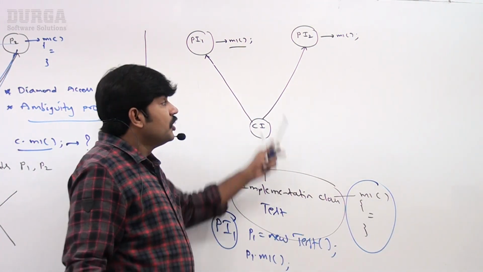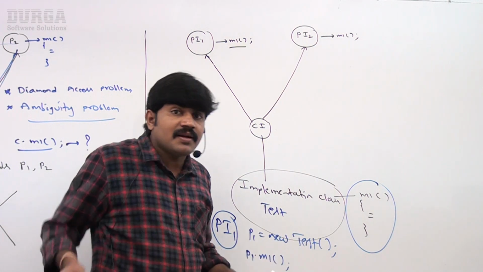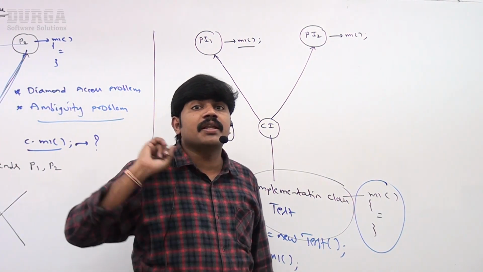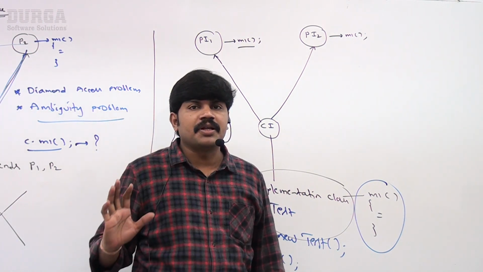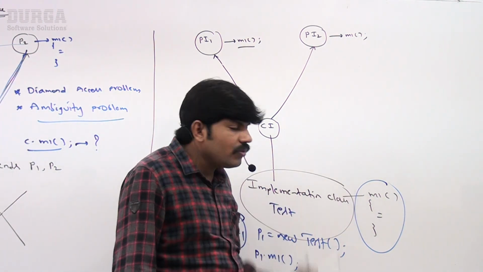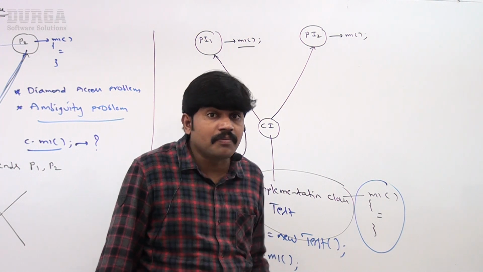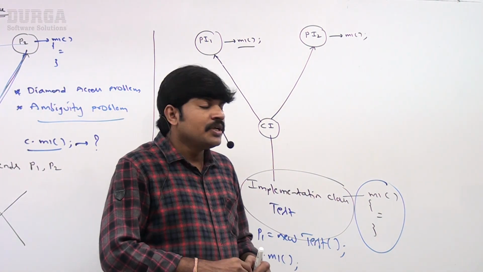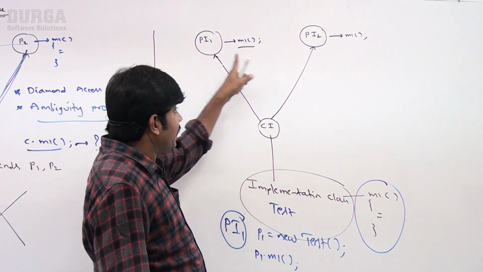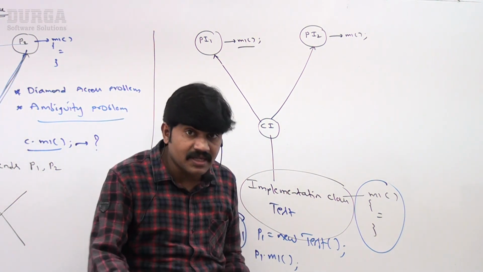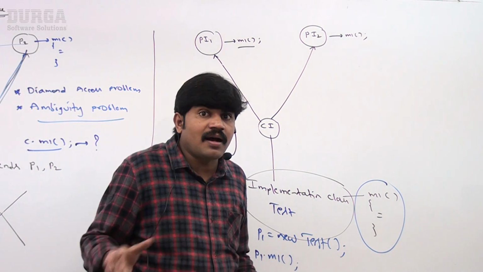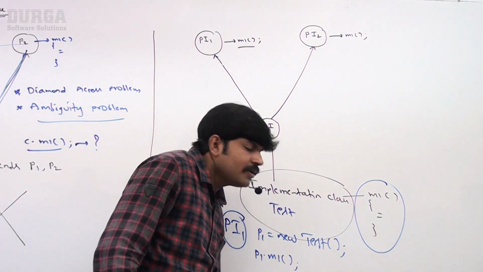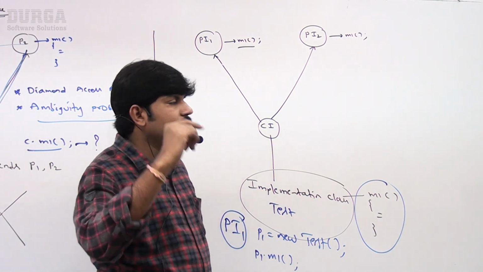Even though multiple method declarations are available, the implementation is always only one, a unique implementation. That's why there is no chance of an ambiguity problem in the case of interfaces. Clear for all of you, right? So an interface can extend multiple interfaces simultaneously, but a class can't extend multiple classes. So with the same example, if I go for interfaces, then it will be accepted.